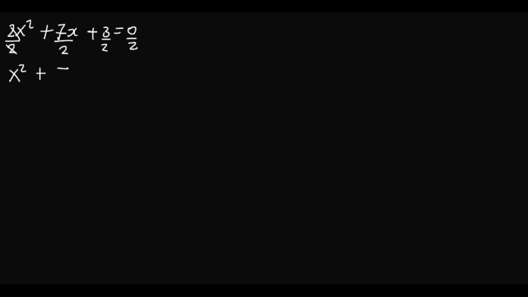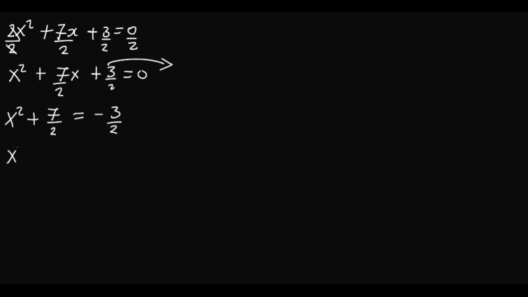So here we have 7 over 2 x plus 3 over 2. 2 into 0 is just 0. Then from there we can now move our 3 over 2 to the other side, giving us x squared plus 7 over 2 x is equal to -3 over 2. From there we need to find the half of this one.